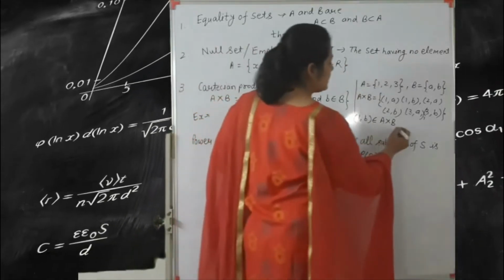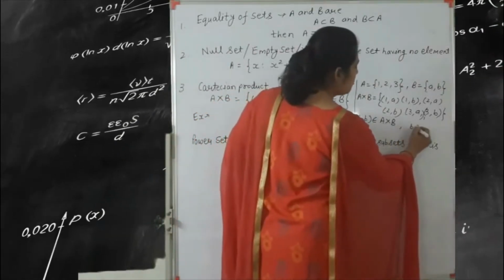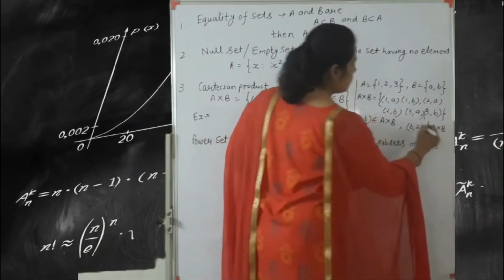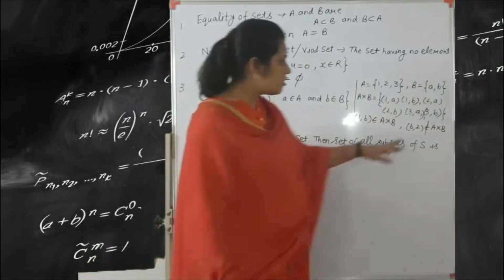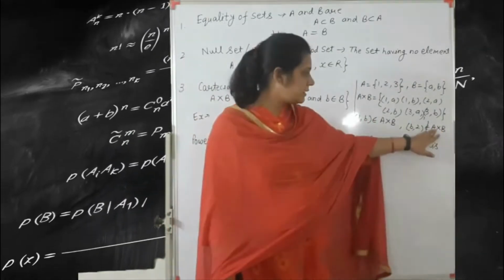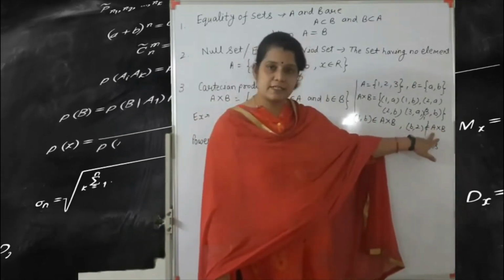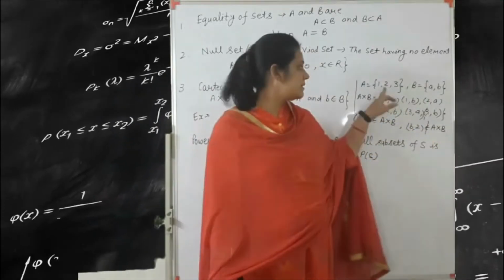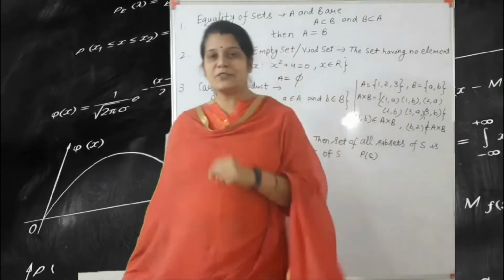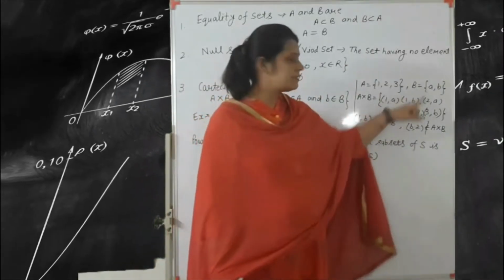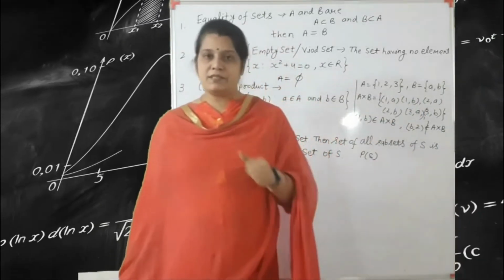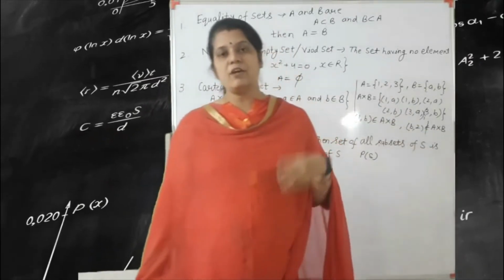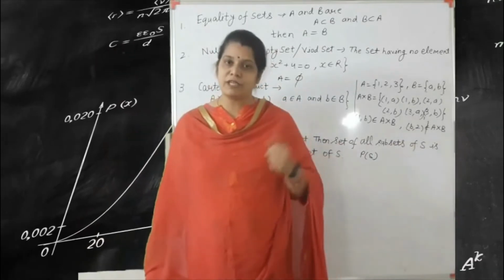But in case we write B comma 2 belongs to A cross B, no, this does not belong. Why? Because the first element must belong to set A. Here set A consists of the elements 1, 2, 3 and set B has the elements of set B. So this is not an element of A cross B, or you can say it does not belong to A cross B.